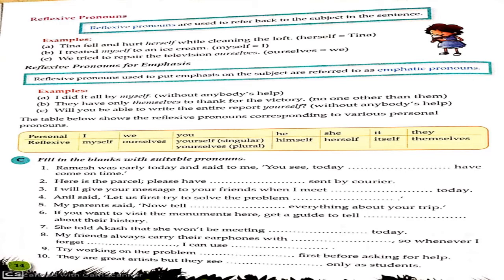Next, Anil said, "Let us first try to solve the problem ourselves."